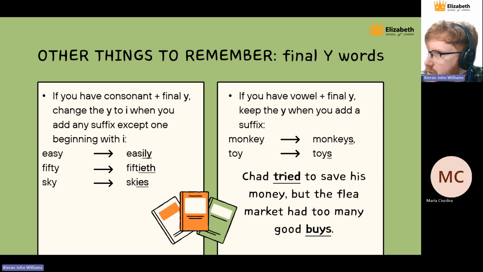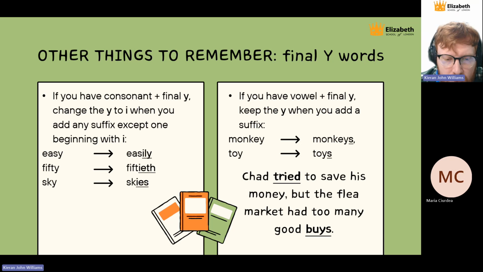Now, this is different when it finishes with a vowel and then a Y. Because if we have the example monkey, it finishes with an E, which is a vowel, and then a Y. In that situation, we just add S. The same with toy. It finishes with a vowel and then a Y. So O is a vowel, and then we have Y. In that situation, we only add the S on the end.